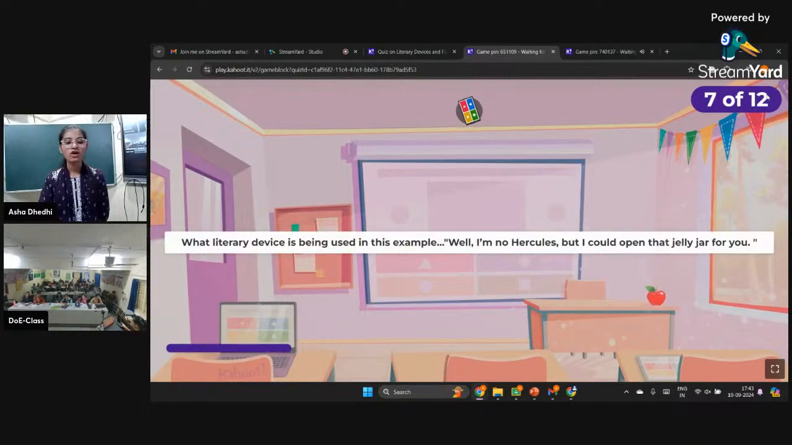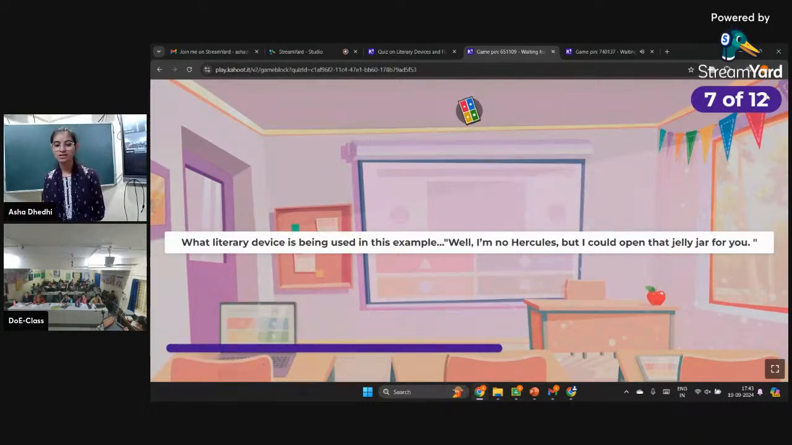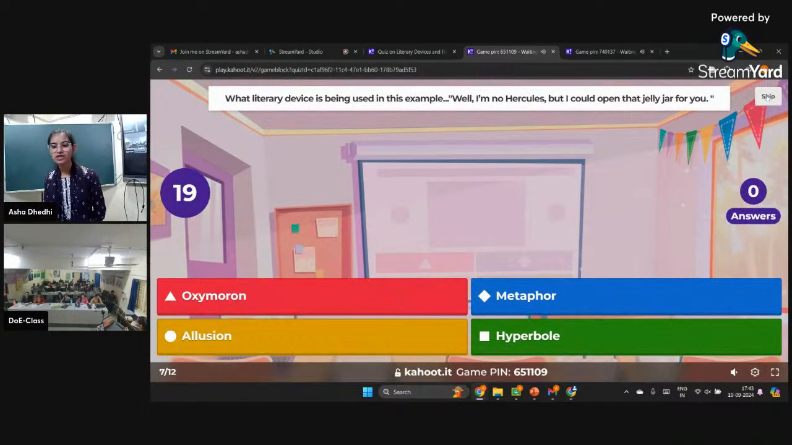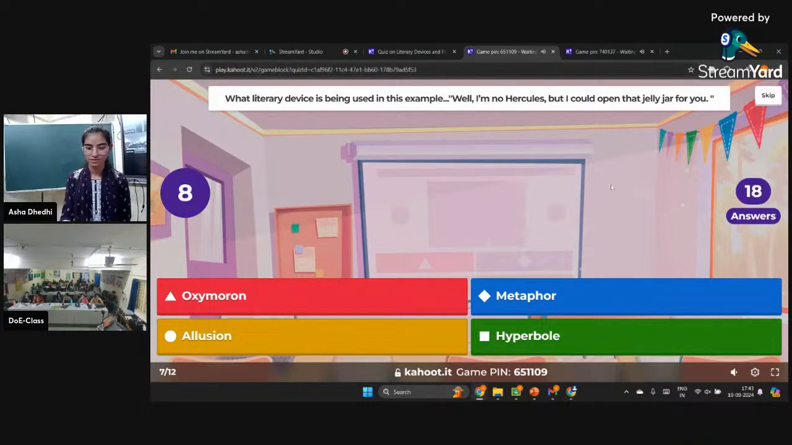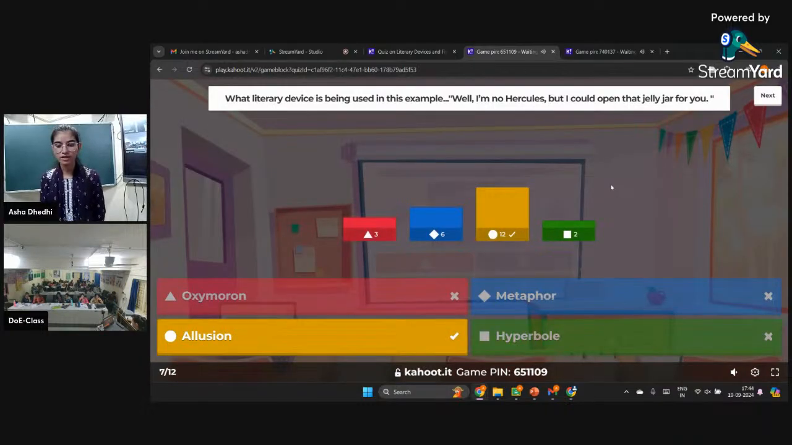Okay, next question. What literary device is being used in this example? Well, I am no Hercules, but I could open that jelly jar for you. There are certain devices which we haven't yet discussed, and they are also included in this quiz. So the example is allusion. Well, I am no Hercules, so a person or a historical figure is used here.